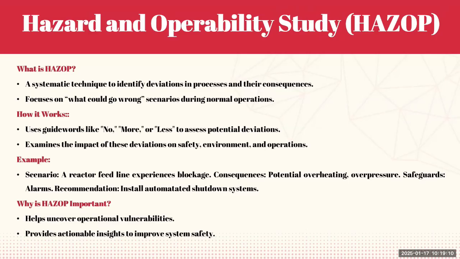So how does it work? A HAZOP basically uses a set of guide words like no, more, or less to systematically examine potential deviations in a process. For example, what happens if there is no flow, more pressure, or less temperature? These deviations are then analyzed for their impact on the safety, the environment, and operations.